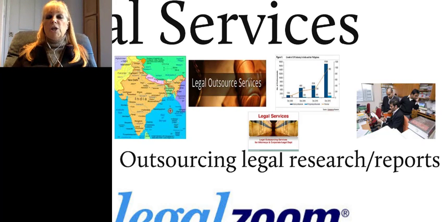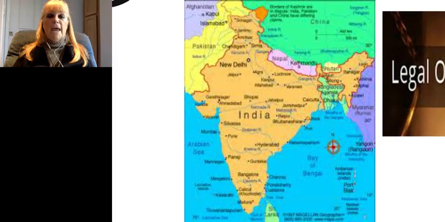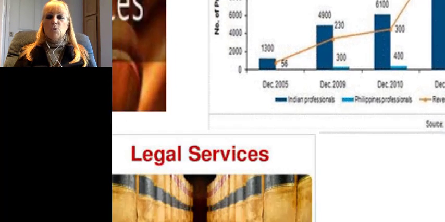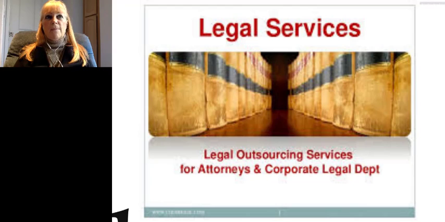But one of the big changes has come in recent years where we have started outsourcing our legal activities. And the major place where this happens is India. It also occurs in the Philippines. Both of these countries have democratic legal systems that are pretty similar to ours. Both of them speak English fairly well. And what we're able to do is outsource.